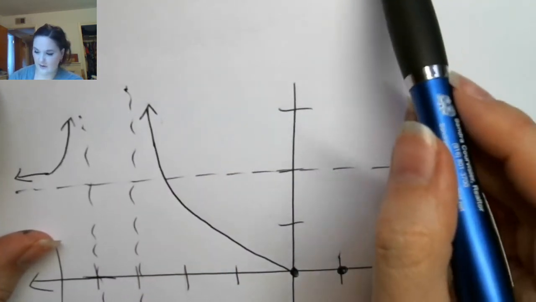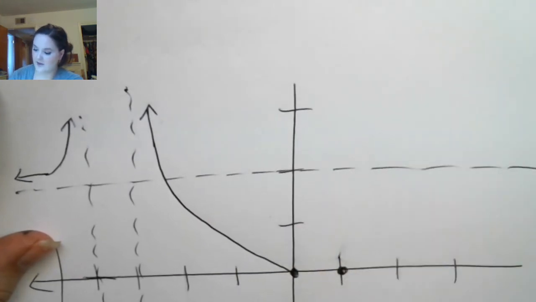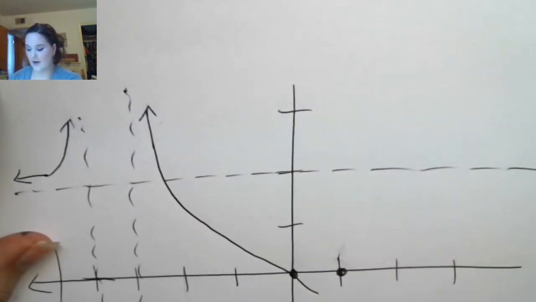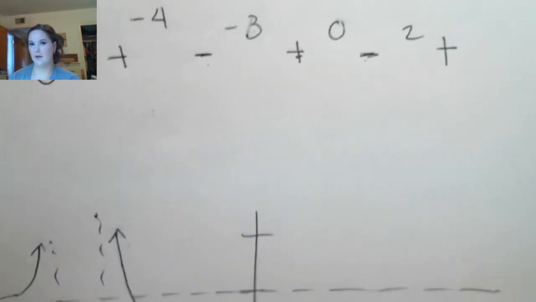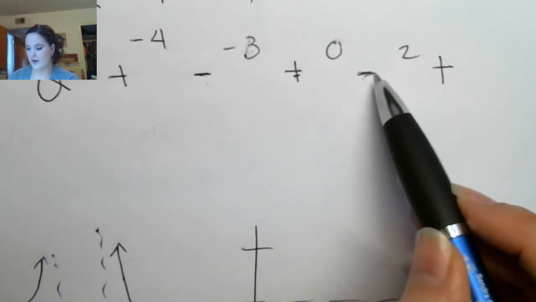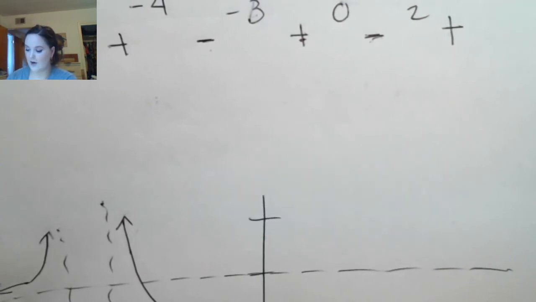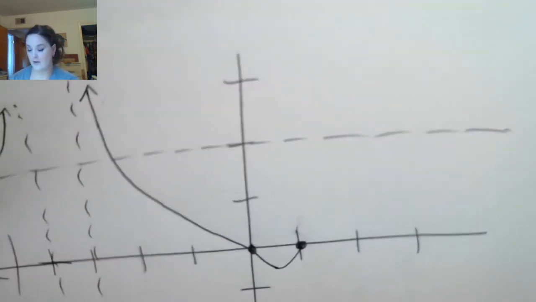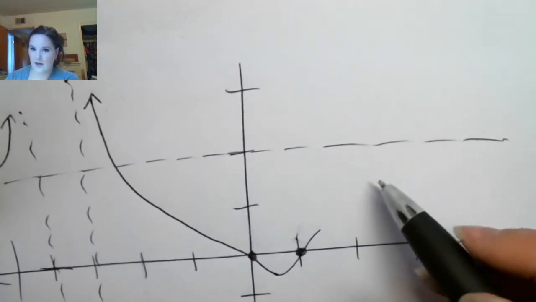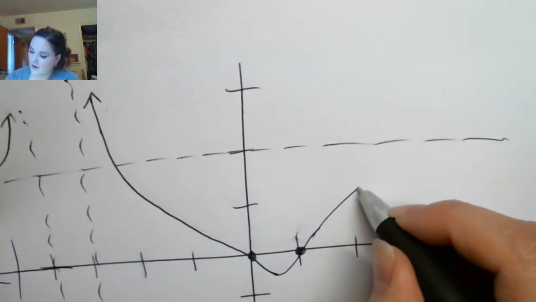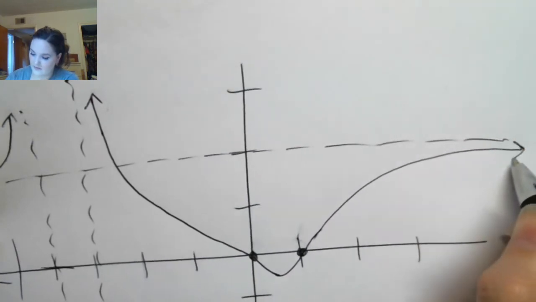Okay, and now at 0, you can see it crosses from positive to negative, so it's going to go down negative. Then here at 2, you can see it crosses from negative to positive. So I'm going to make my graph cross from negative to positive like that. And then after that, the graph is positive the whole time, which is good. And I'm just going to draw it going along my horizontal asymptote like that.